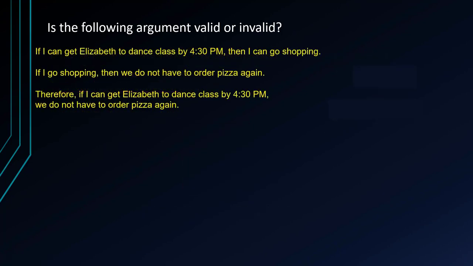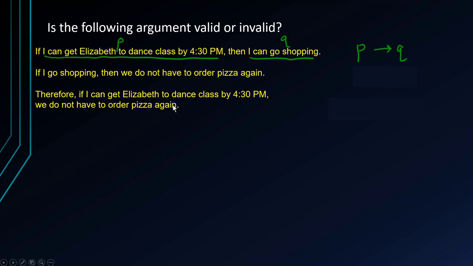The next one. If I can get Elizabeth to dance class by 4:30 p.m., then I could go shopping. If I go shopping, then we do not have to order pizza again. Therefore, if I can get Elizabeth to dance class by 4:30 p.m., we do not have to order pizza again.